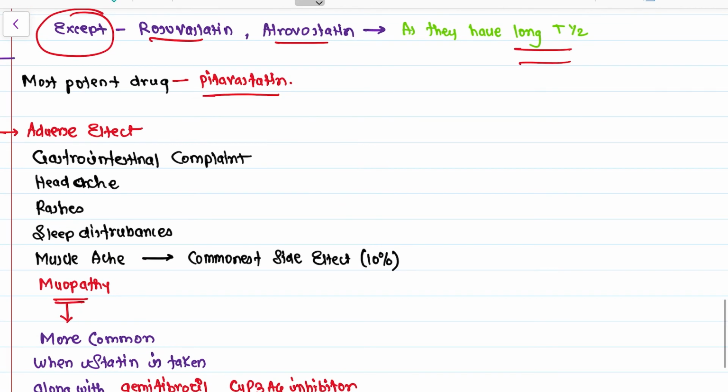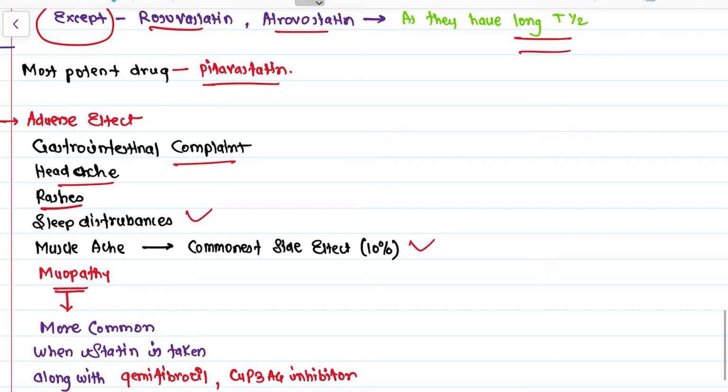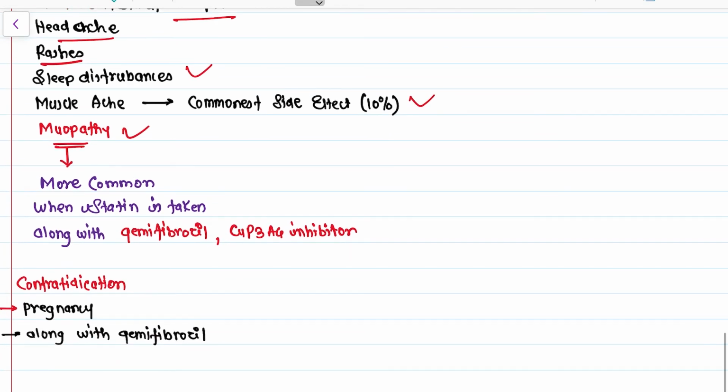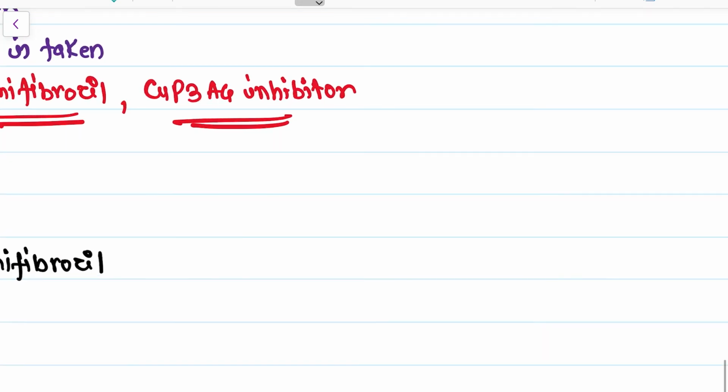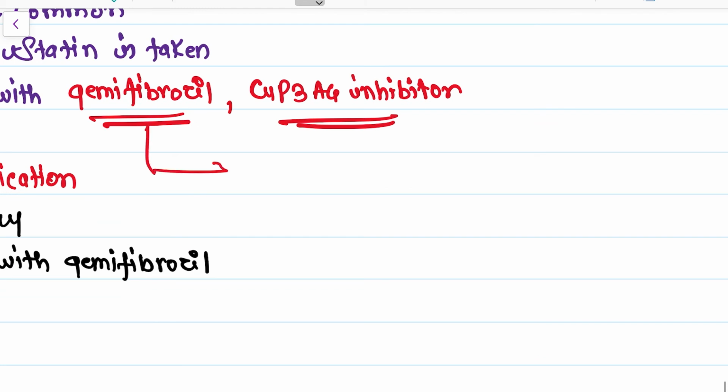Adverse effects: gastrointestinal complaints, headache, rashes, sleep disturbance, muscle ache, myopathy. These are more common when the statin is taken with gemfibrozil and CYP3A4 inhibitors. What does gemfibrozil do? It inhibits the OATP1B1 pump.